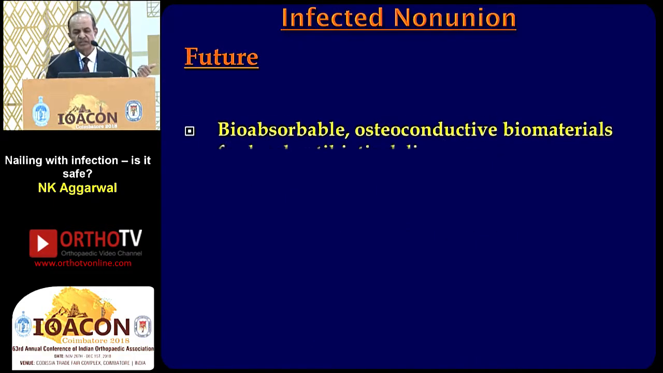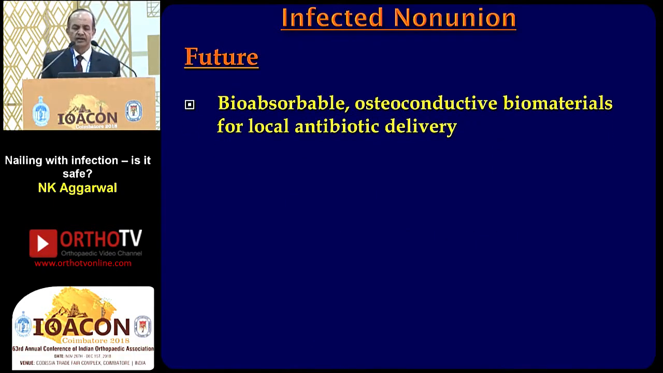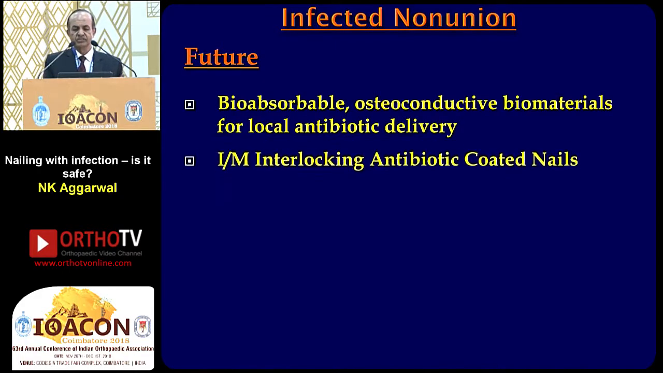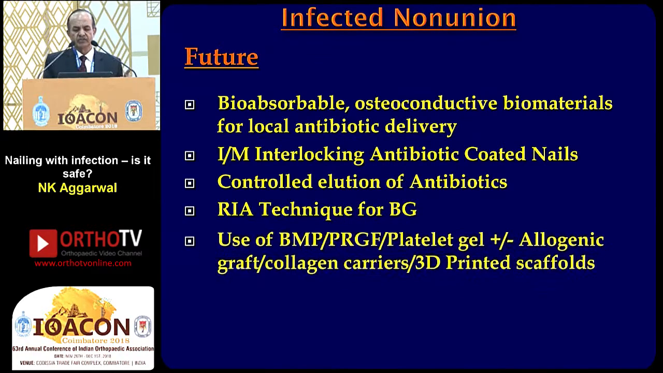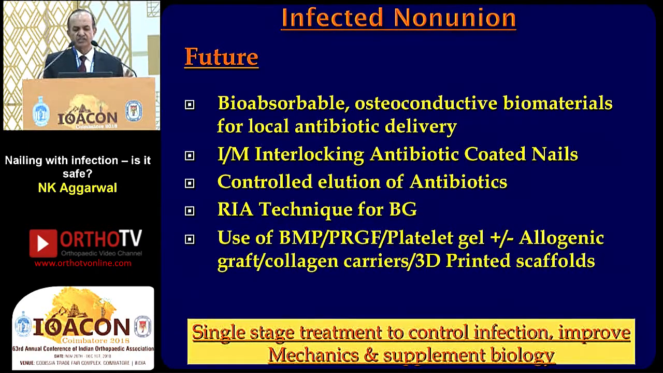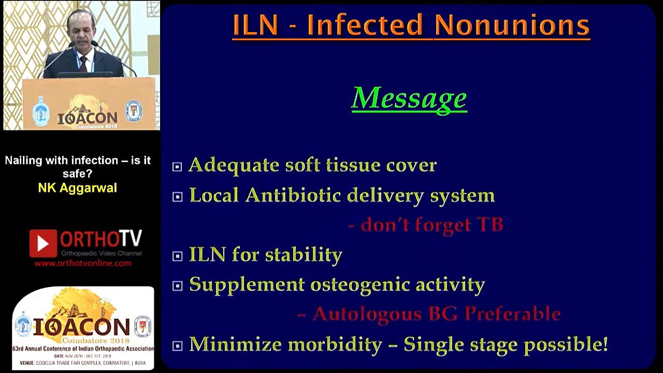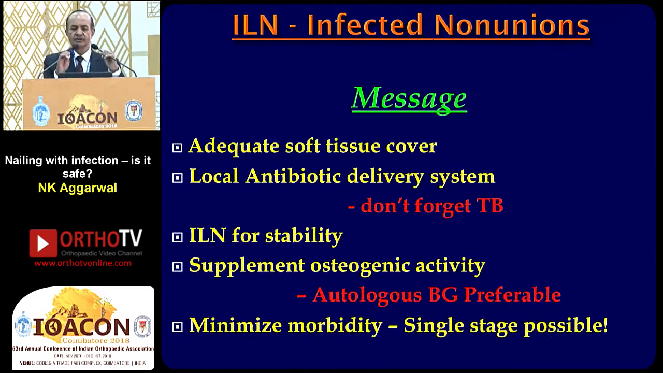The future, friends, is for bioabsorbable osteoconductive biomaterials for local antibiotic delivery systems, intramedullary interlocking nails, controlled elution of antibiotics, use of BMP, and single stage treatment is very much possible. So the message is adequate soft tissue cover, local antibiotic delivery system. In our country, never forget tuberculosis if it's not healing with standard antibiotics, interlocking nail for stability, supplement osteogenic activity, and minimize morbidity. Try single stage treatment, which is very much possible today for these infected non-unions.